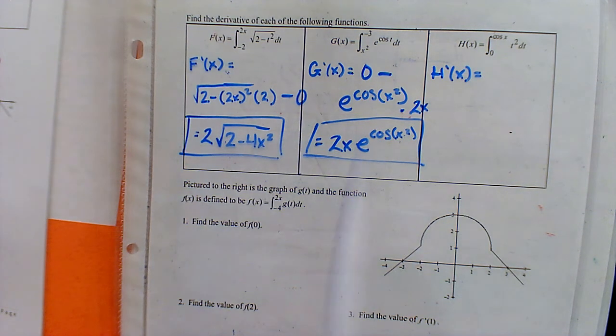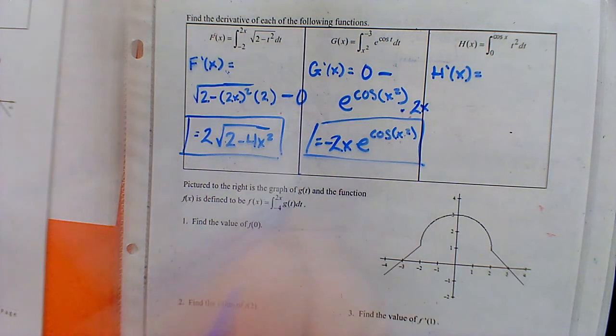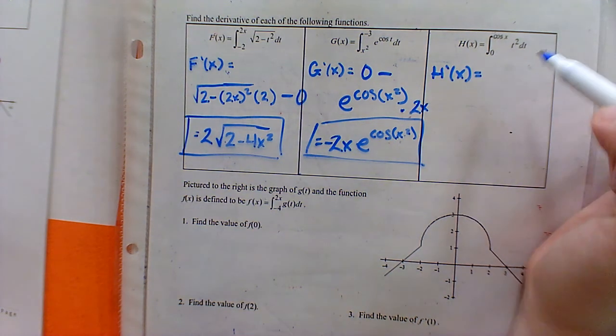How'd you do? Yeah. Oh, negative, yep, sorry. Because we're subtracting. That's right. Is that better? Yes? All right, maybe we can get the last one in.